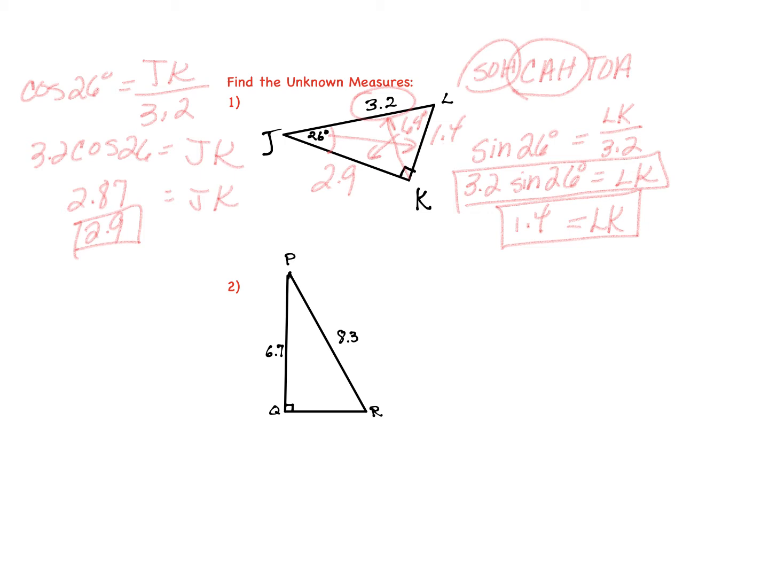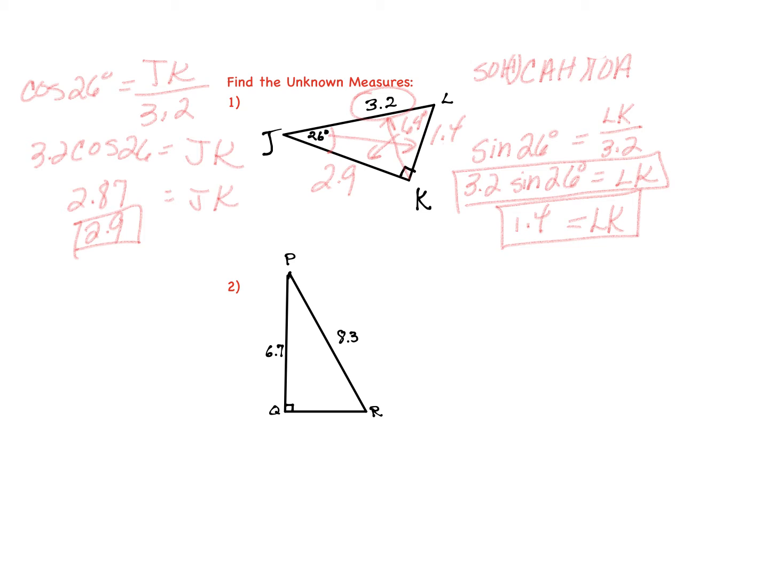We don't know any angles, so it doesn't appear that we can use SOHCAHTOA at the moment because I don't have an angle. So you have to remember we have to have an angle to be able to use that. And I don't have an angle. So I'm going to need to find angles. So I could find the third side. I could find QR using the Pythagorean theorem, right?